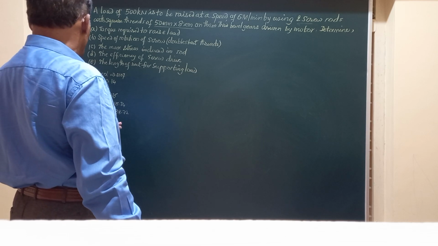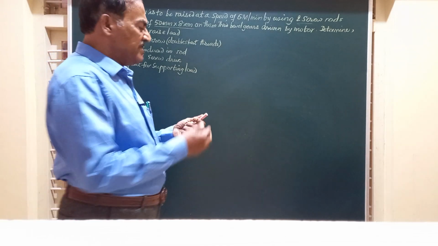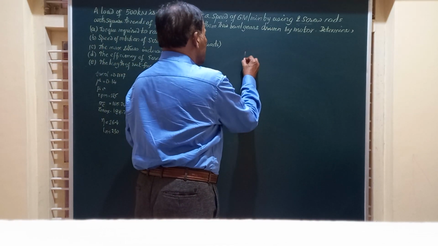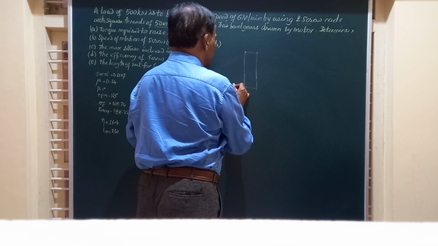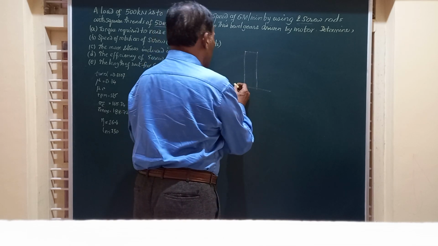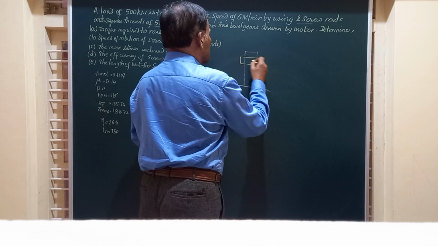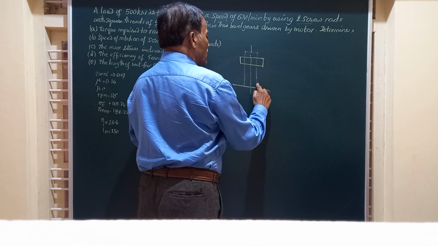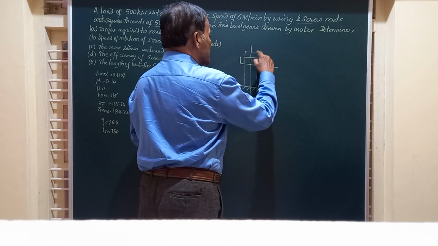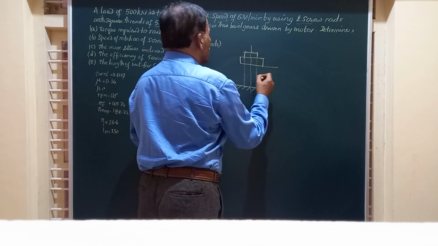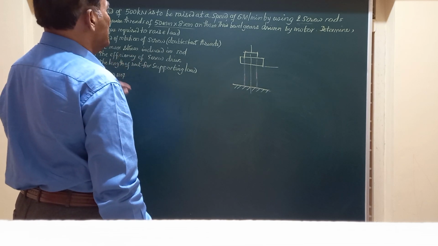It says, what is the speed of rotation of the screw? It's a very important part. Say friends, we have a screw rod like this, on which threads are cut, and we have a nut passing over that along the axis. This is the rod and this is the nut. And this nut has to cover a distance of how much? That is the speed of rotation of this.